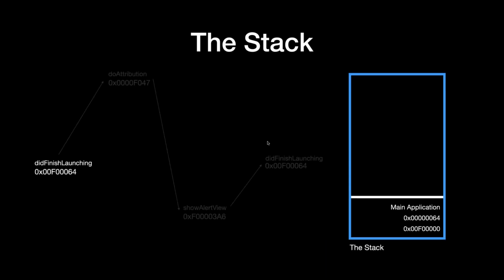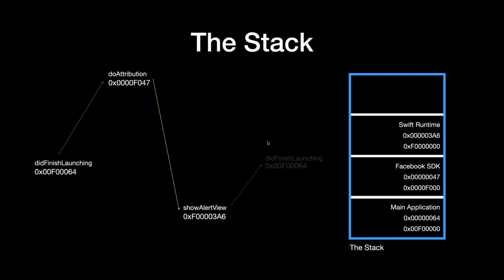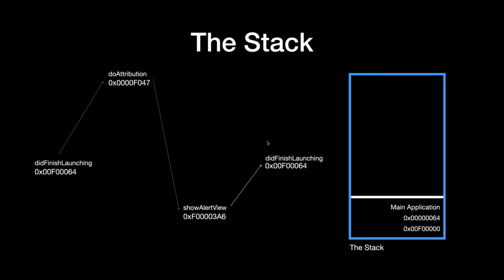So let's look at the same didFinishLaunching attribution example, but in terms of the stack memory. When we're in the didFinishLaunching function, the frame on the stack is the main application binary. The function offset is 64, and the base address is F and 5 zeros. When we call into Facebook, the Facebook stack frame is added to the stack. Same when we call into the Swift runtime. When the Swift calls return, and the Facebook calls return, we're back in didFinishLaunching's memory. So the stack is helping us figure out where we are in our program at any given point in time.